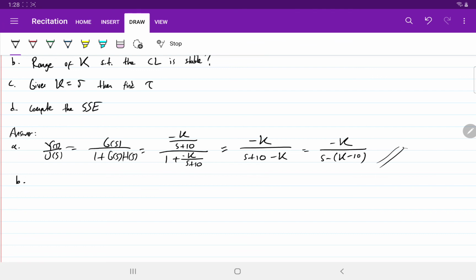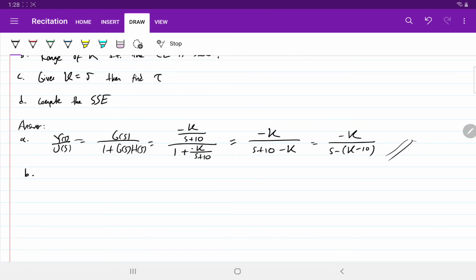What is the range of K that makes the closed loop system stable? We know that the system is stable when the pole is in the open left half plane of the complex plane, right? So we know the real part of the pole must be negative. The pole here is K minus 10. We need K minus 10 to be negative for stability. So it means that K should be less than 10. So when K is less than 10, then the system is stable.